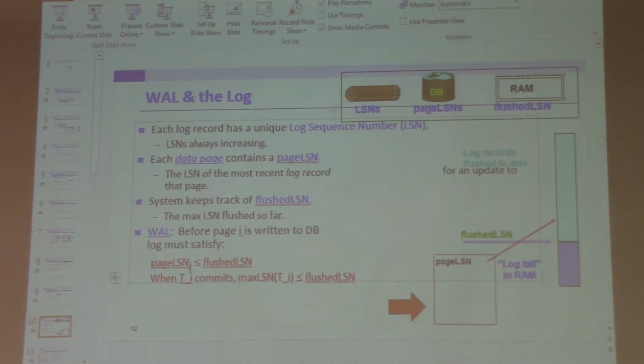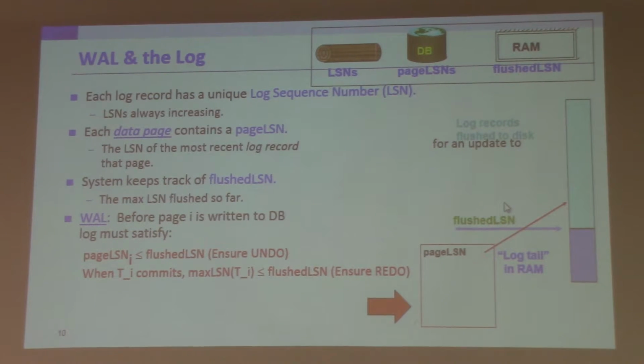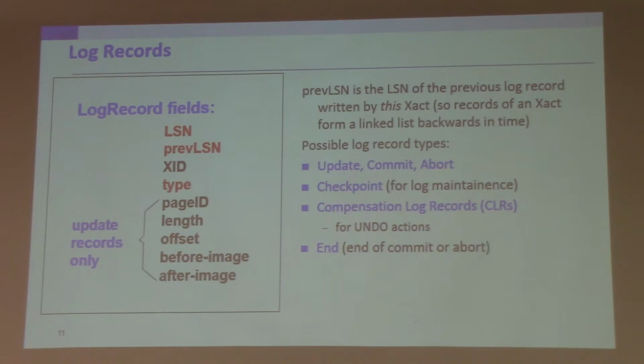Okay, so we must have this condition. And this one is to ensure undo. This is to ensure redo. Does that make sense? Any questions? Okay. Now, my definition told me to also cover this, so I will skip this.